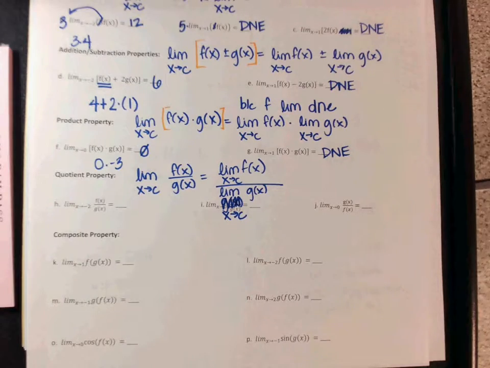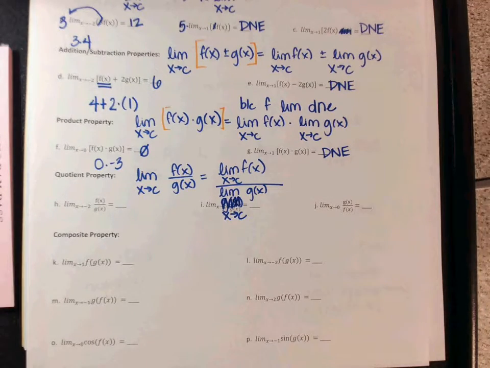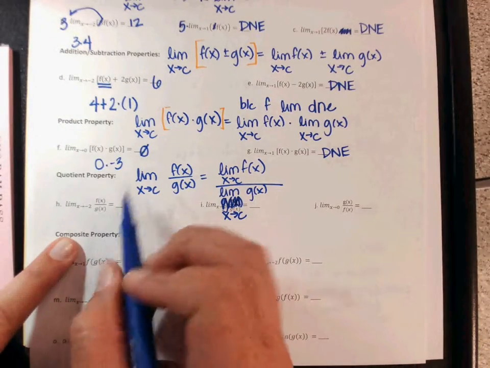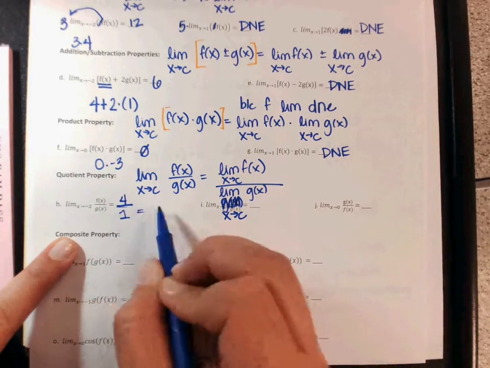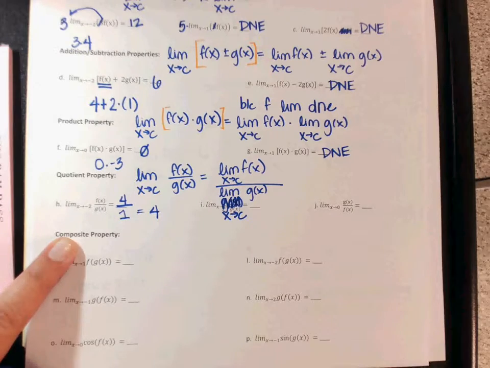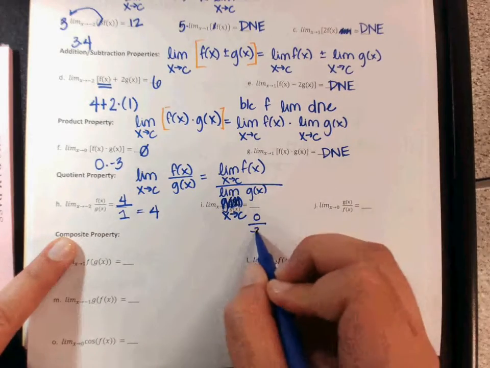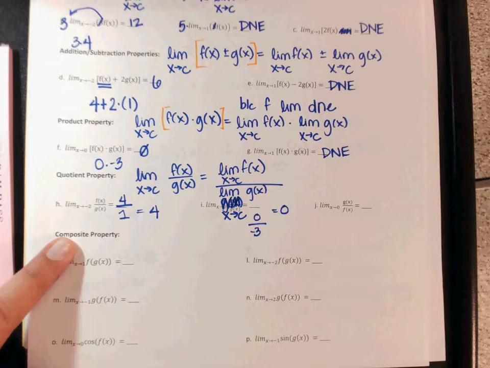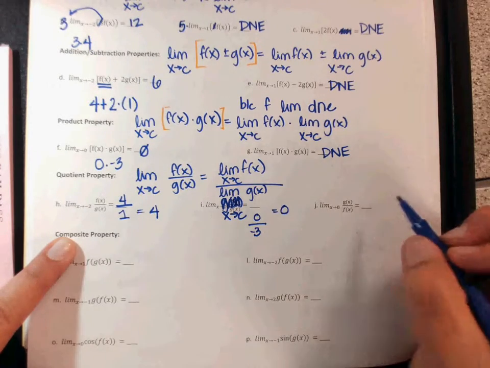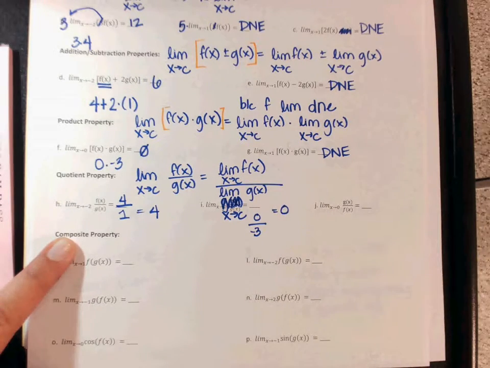Okay, x approaching negative 2. What is it for f? 4 divided by, what was it for g? 4 divided by 1 is? Okay, next one. What was the limit for f as x approaches 0? 0 divided by, what about for g? 0 divided by negative 3 is? 0, but the next one's just upside down. Yes, it's not defined. Now, for a limit, what notation would you use?